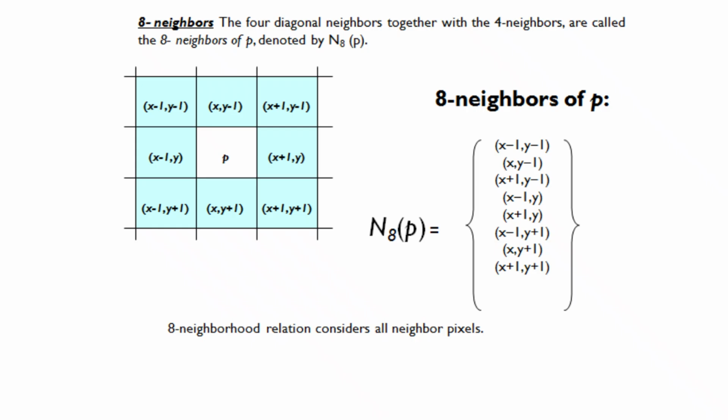Let us understand what are 8 neighbors. The 4 diagonal neighbors together with the 4 neighbors are called the 8 neighbors of P, denoted with N8 of P. So it will consider horizontal neighbors, vertical neighbors as well as diagonal neighbors. The 8 neighborhood relation considers all neighbor pixels.